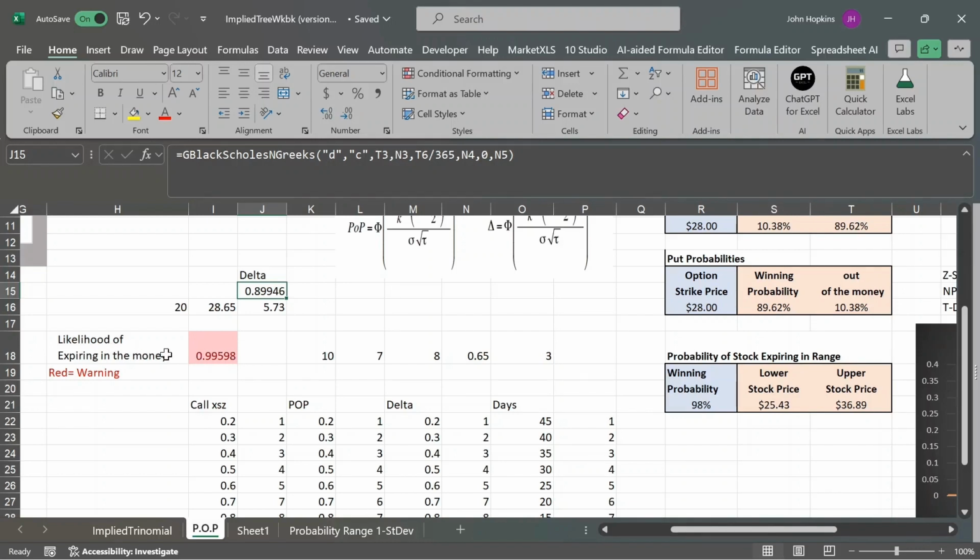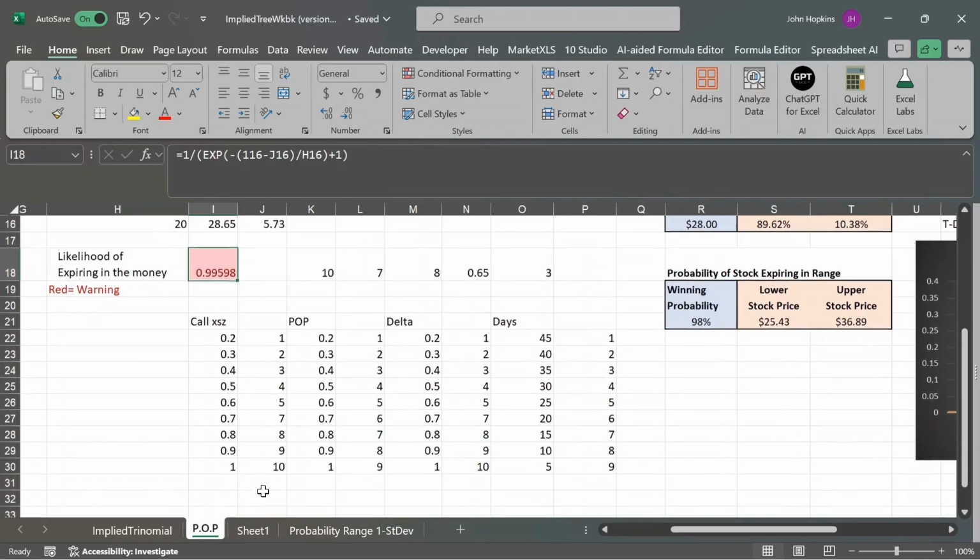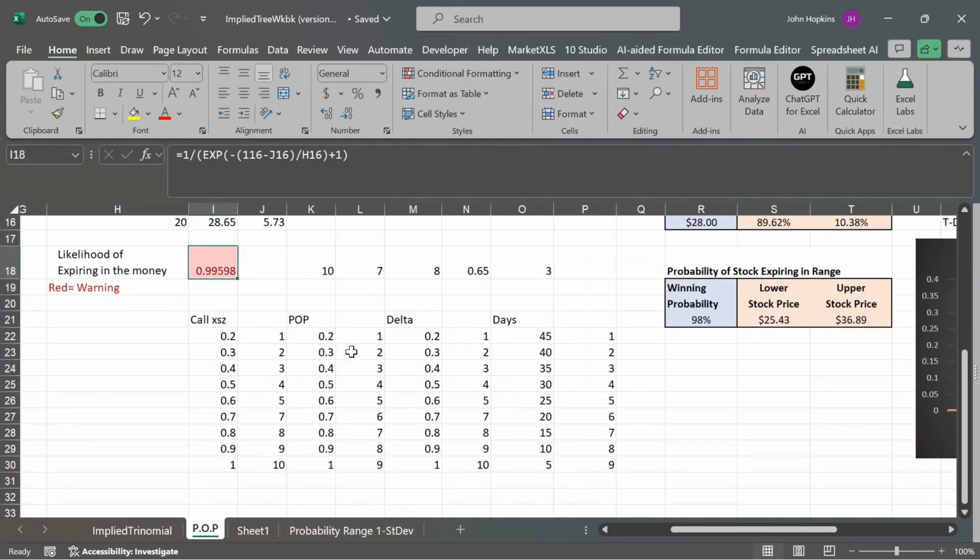But this one gives a likelihood of expiring in the money. It is a fuzzy logic formula using a sigmoid function, or a logistic sigmoid function. And what I do is scale from 1 to 10. The call exercise is a probability. The probability of profit is a probability. The delta is a probability.